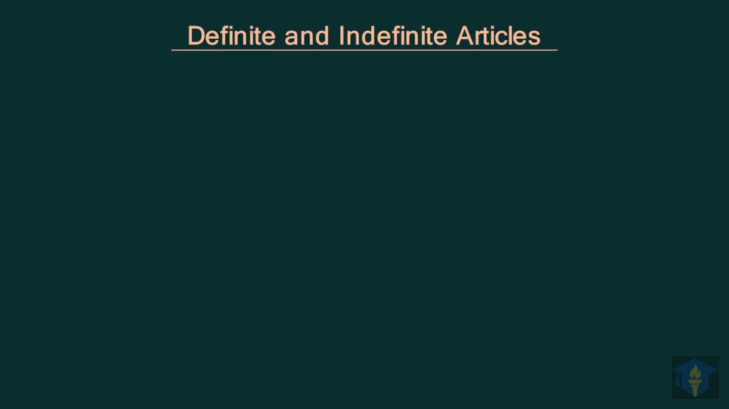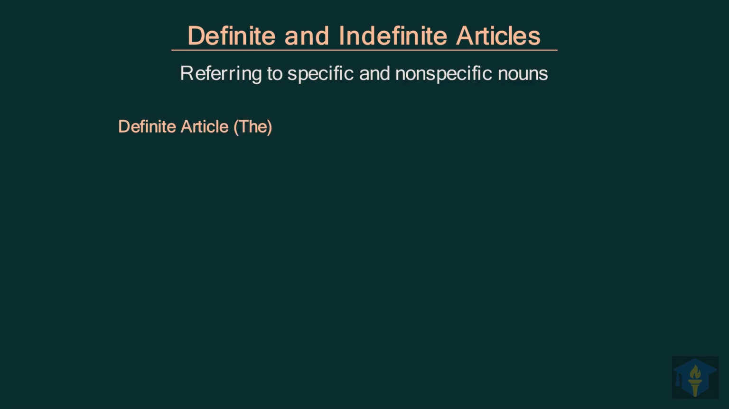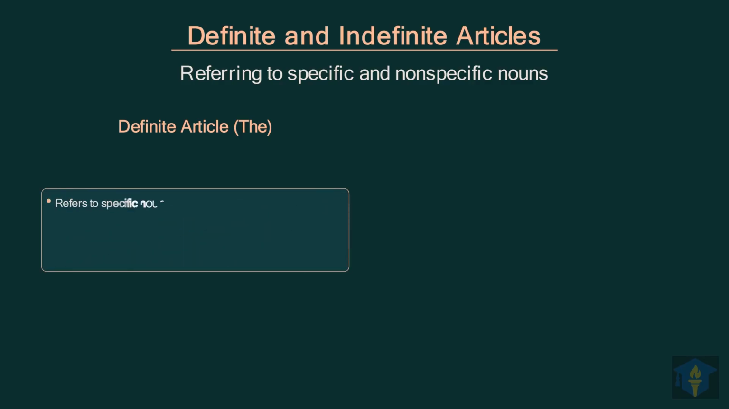Next, we'll examine definite and indefinite articles, which are small but important words. These articles are crucial for referring to specific and nonspecific nouns in our everyday language. The definite article, the, is used to point to a specific noun or one already known to the listener. We use the when a noun refers to something specific, unique, or already familiar.